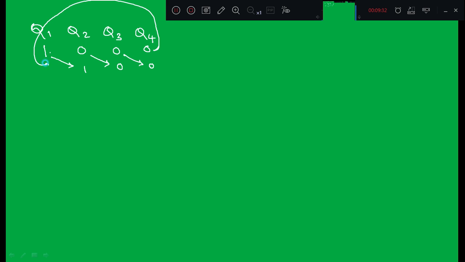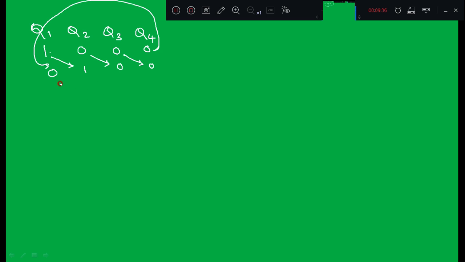First output is Q1, second is Q2, third is Q3, and fourth one is Q4, right? So the initial state we assumed was 1 0 0 0, right? After application of the next clock pulse, this 1 got shifted towards right, and this 0 got shifted towards right, this 0 got shifted towards right, and this 0 will appear at this place, right? So this was the next state.